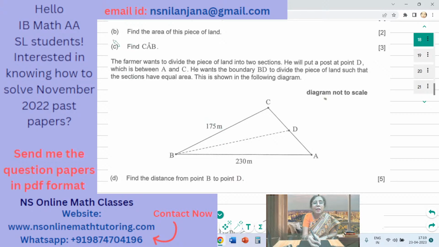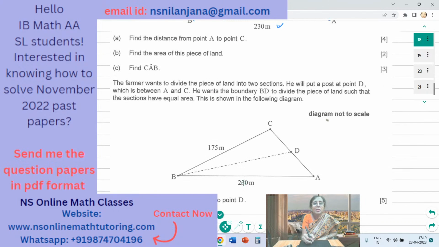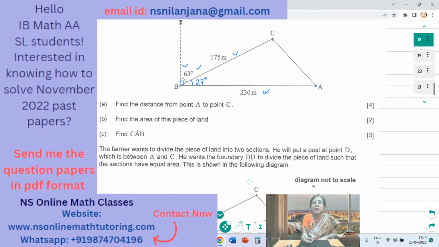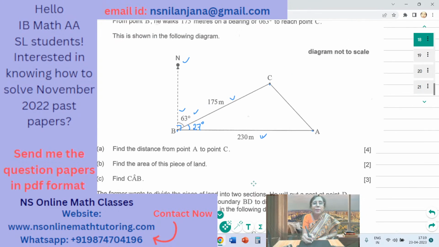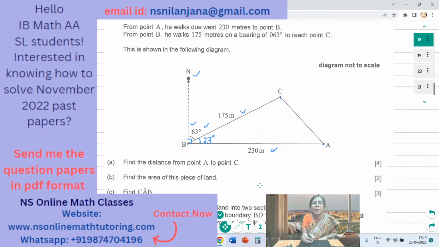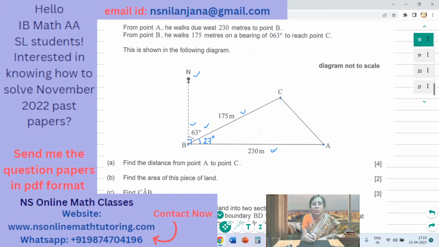Now they are saying, part B, find the area of this piece of land, the ABC. Let me just show you the diagram. I have copied this diagram. But anyway, I have got this as 109 meters, up to 3 significant figures, of course.